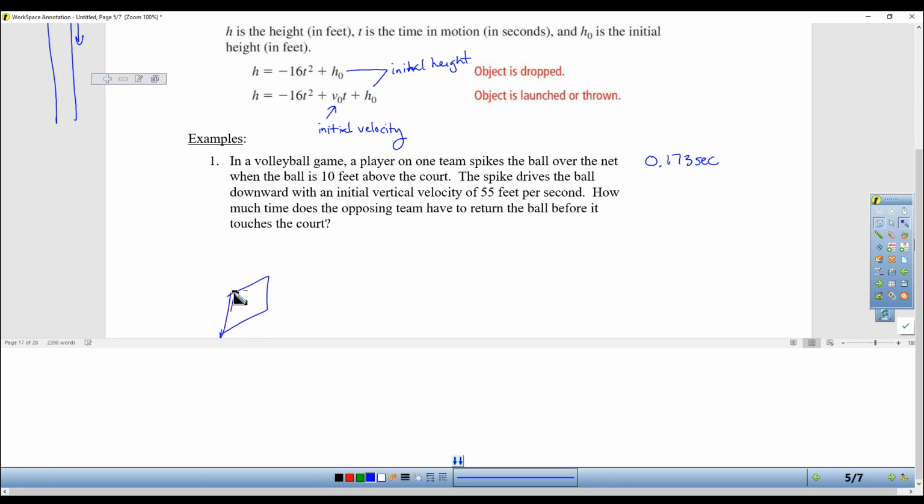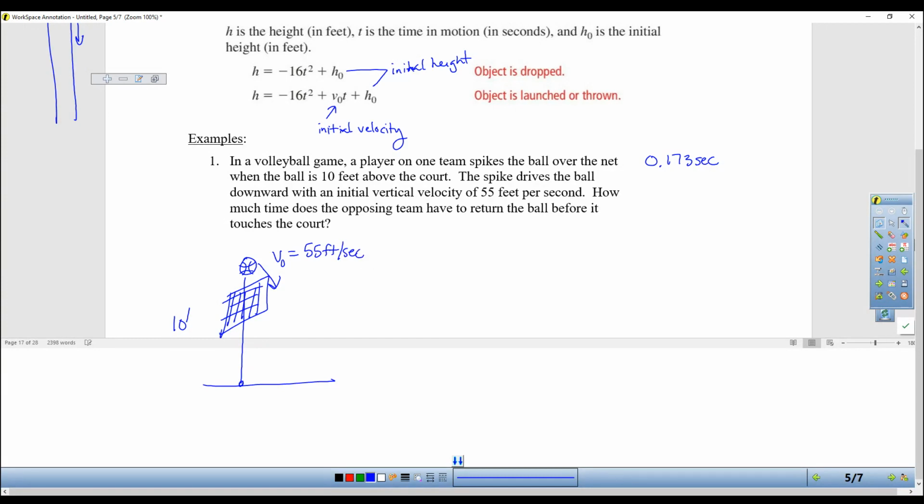So we have our net, right? And this ball is 10 feet above the court. Oh, I don't know what a volleyball. Shouldn't have drawn it. I have no idea what the emblem is on a volleyball. No idea. All right. So right now we're 10 feet above the court. The initial velocity of the spike is going to be 55 feet per second.